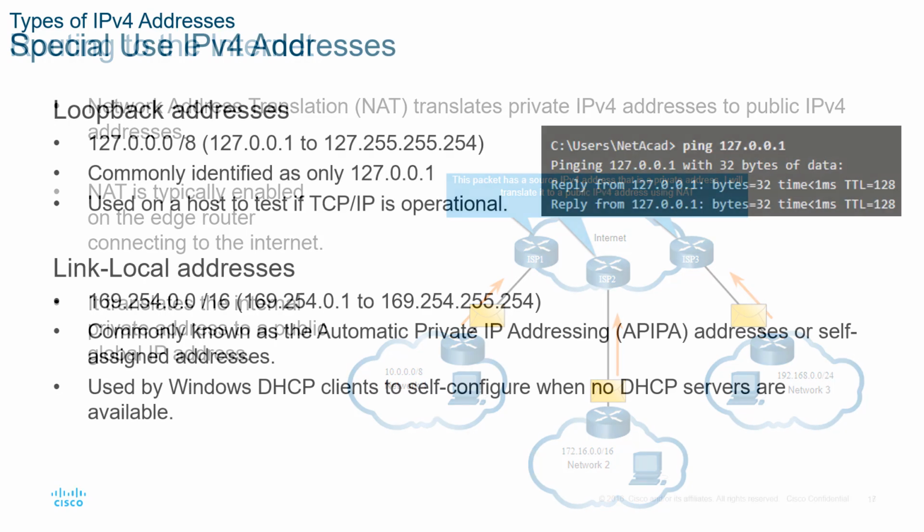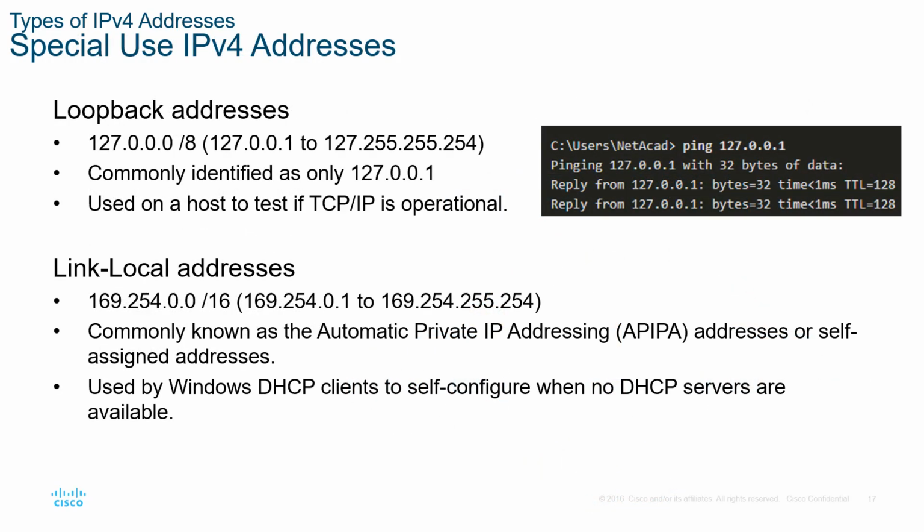All right, moving on, we have a special type of IPv4 address known as a loopback address. This is basically a way to test the TCP/IP stack or operations of your device. It basically says ping yourself, or loop back to yourself, to verify functionality.